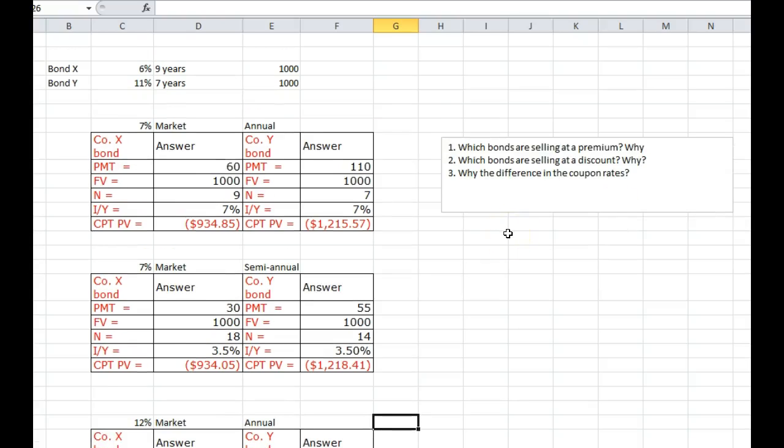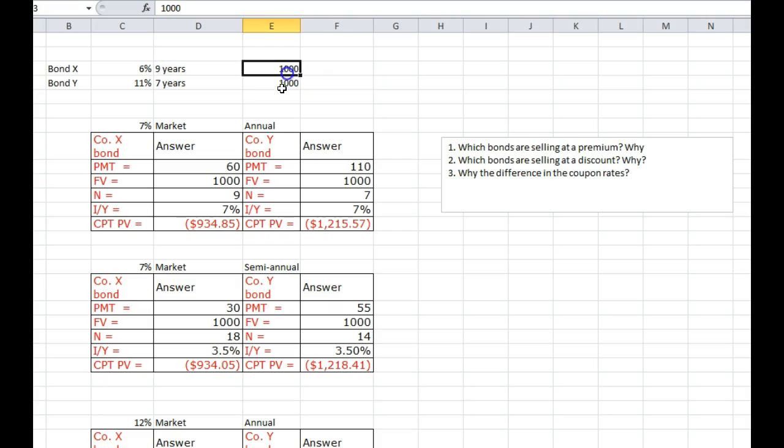Okay, this is bonds, and this is just basically to show you how to do this because I have set up formulas for you. So you just have to put the appropriate numbers in the appropriate boxes, and it's going to calculate the present value of bond X and bond Y for this given situation. So these are your bonds and their original write-up.